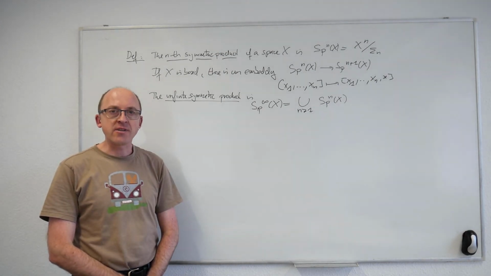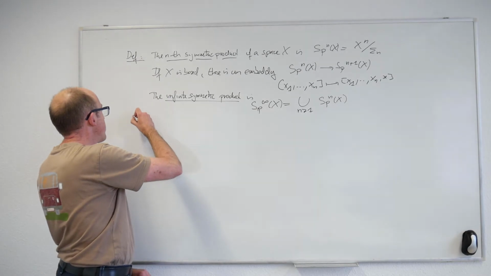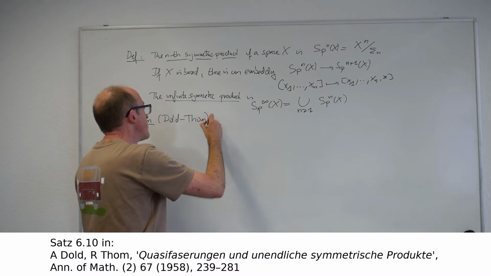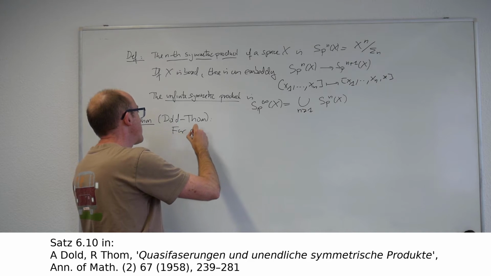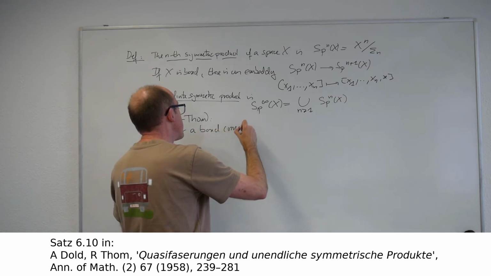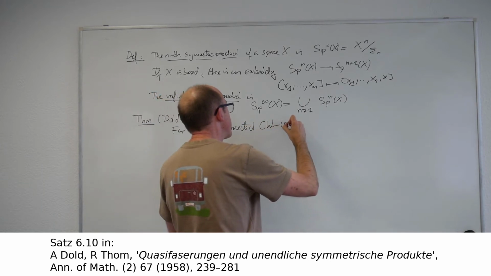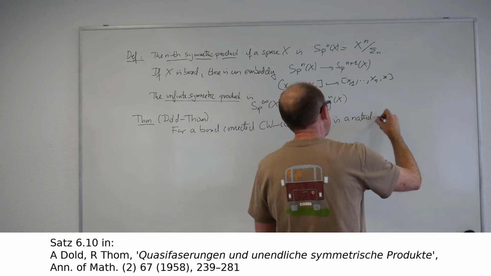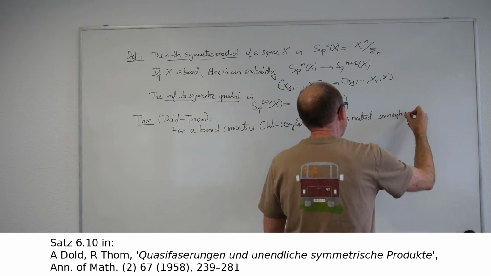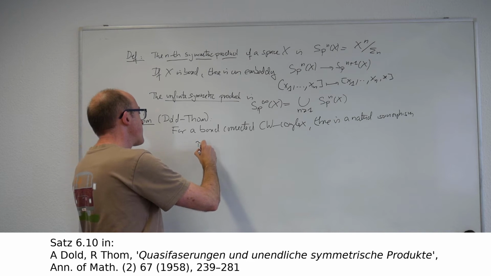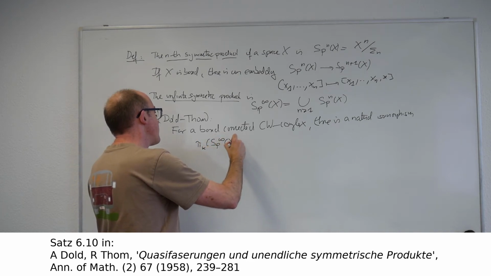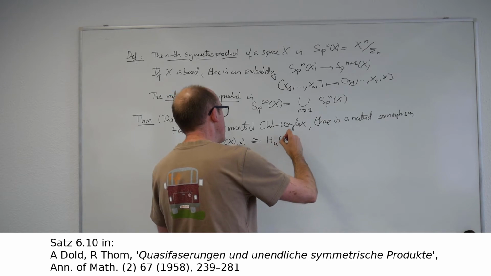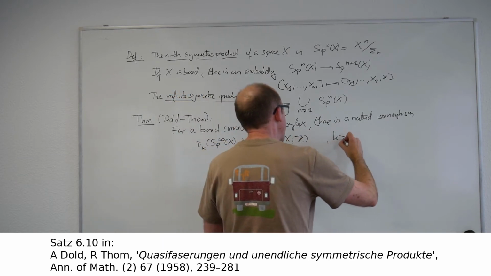The main classical result about this construction is the theorem of Dold-Thom, which was published in 1958 in an Annals paper, and it says that for a based connected CW complex X, there is a natural isomorphism between the kth homotopy group of Sp^∞ of X, with the base point, and the kth integral homology of the original space X, and here k is greater or equal to 1.